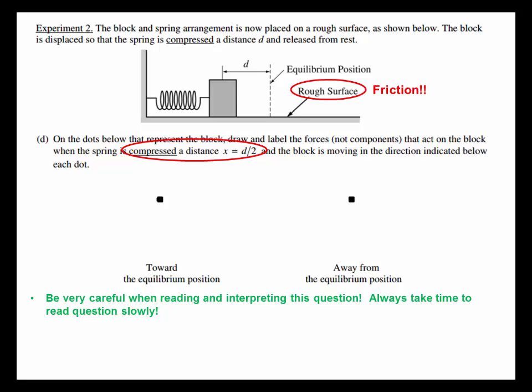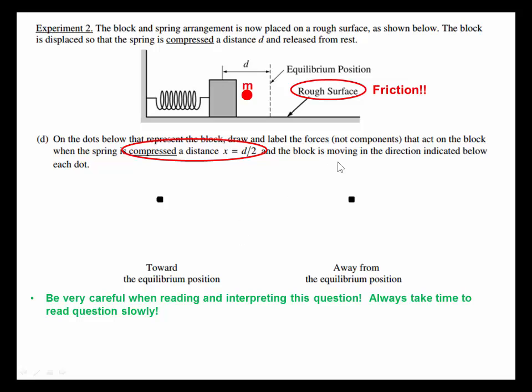Now, if you read the question, they tell you that the spring is compressed at a distance of d over 2. That means, if this is the equilibrium point, on the right side of it we're stretching the spring. On the left side, we're compressing. And if the block at the point in time where they're trying to find a free body diagram for is at d over 2, it must be sitting right in here on the compression side. So there's our mass. I just represent it as a dot like we have down here.